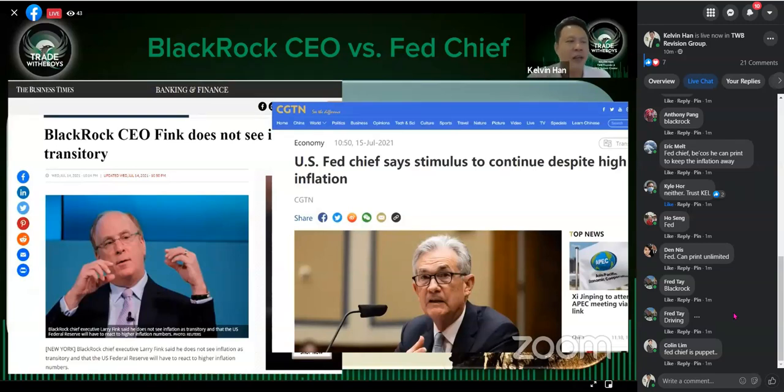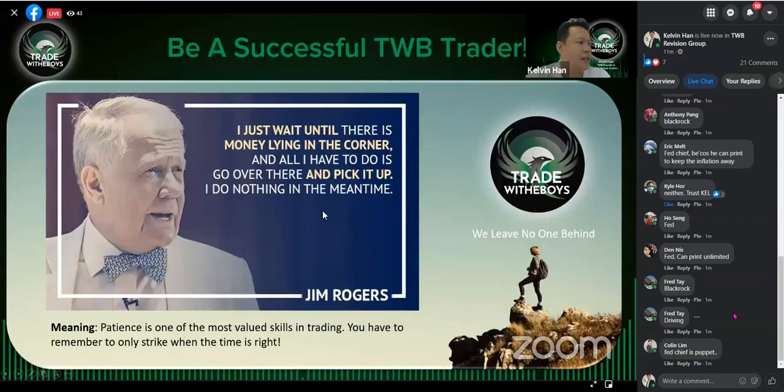So let's just face it, okay? It's about how high it goes, versus will it be transitory? It will not be. It will just be going up slowly and steadily, and hopefully our income can cover that. So that's why it's about our wages, whether we can stay afloat. All right, so that's why today Jim Rogers is in, all right?